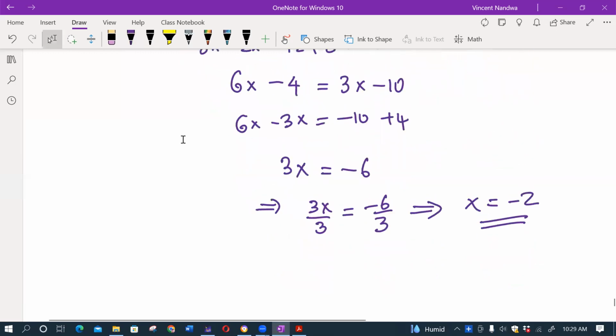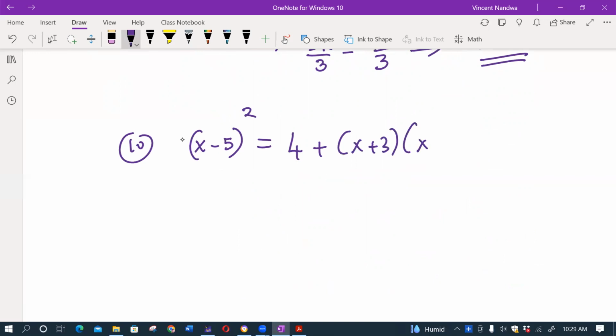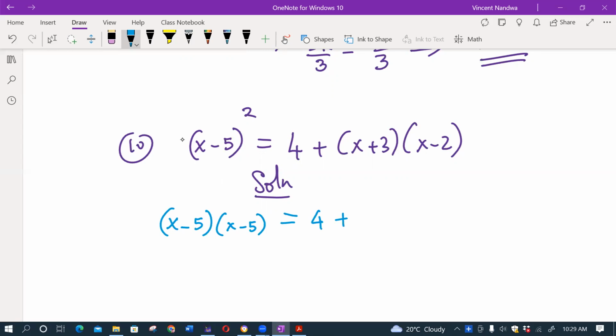Next, number 10. Solve for x minus 5 raised to power 2 equals 4 plus x plus 3, x minus 2. We begin by opening the brackets. So this one means you take x minus 5, multiply by itself. That's the meaning of square. Equals 4 plus, so x multiplied by this bracket, so we'll have x into x minus 2, plus this 3 multiplied by the second bracket, 3 into x minus 2.